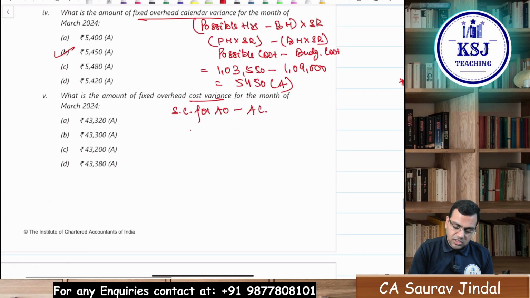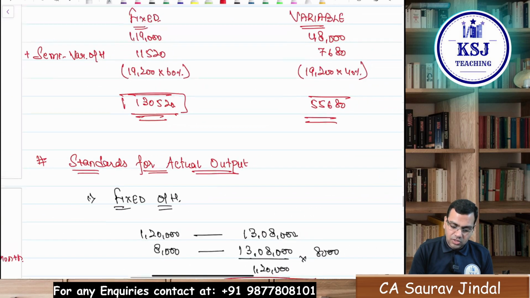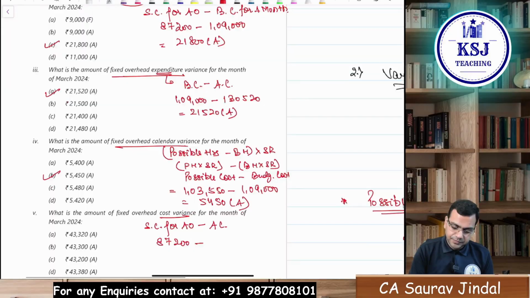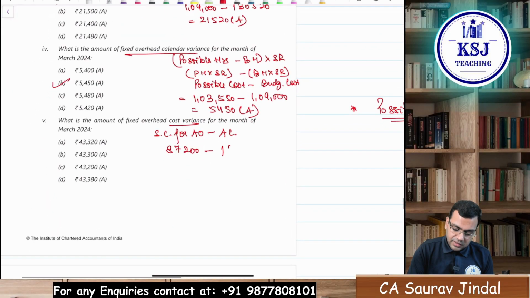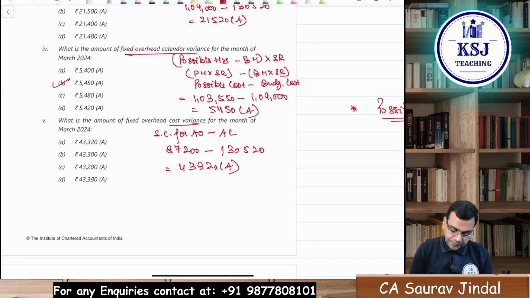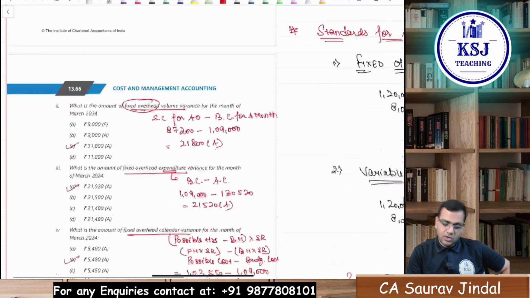Standard cost for actual output is 87,200 minus the actual cost, which is 1,30,520. So 87,200 minus 1,30,520 comes to 43,320, again adverse. So option A for us. Clear? So with this, we are done with the case study on standard costing.